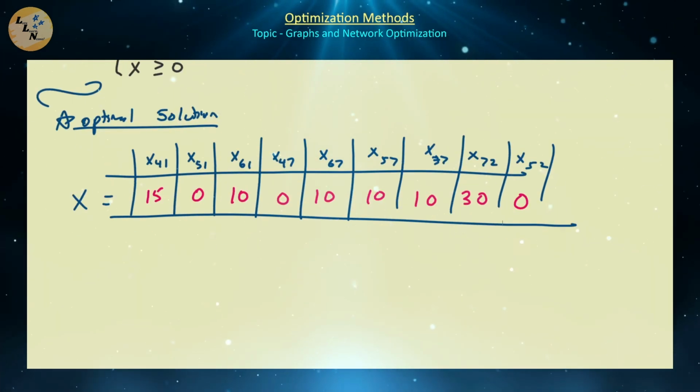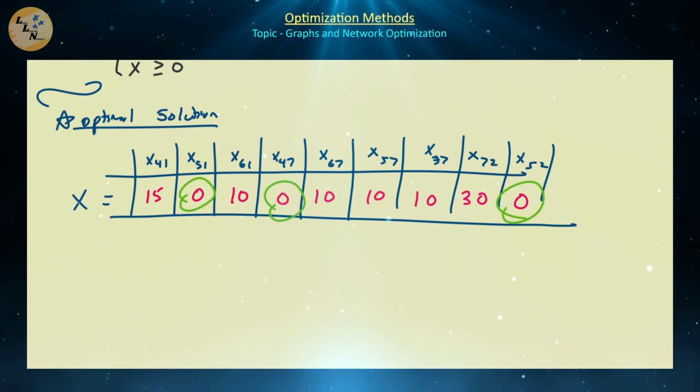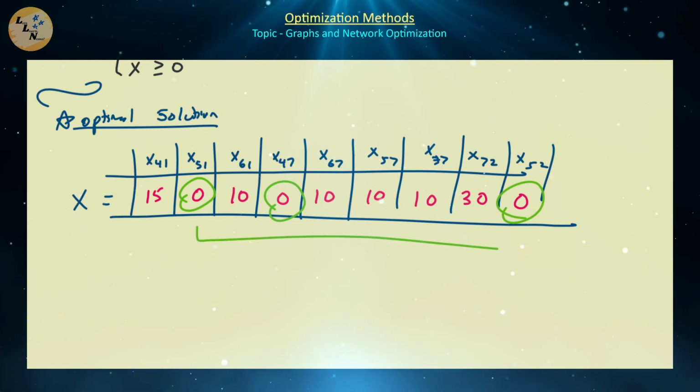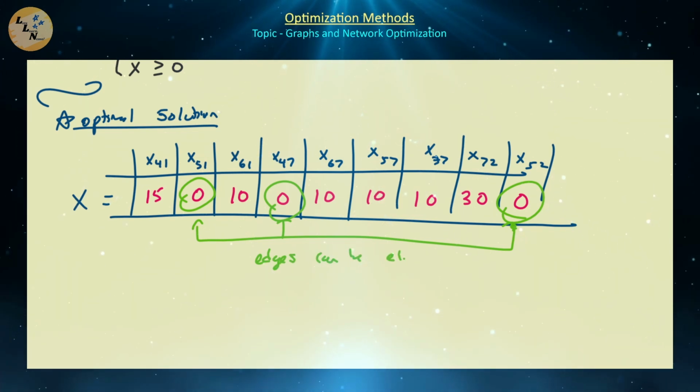Right? Now there's a couple interesting things to think about here. For example, what do these zeros mean? If I want to minimize the cost for these deliveries across all these stores, I would deliver absolutely nothing along routes 5,1, 4,7, and 5,2. So technically, if you're thinking about this from an economic standpoint, you can eliminate these edges. So edges can be eliminated, at least for this particular problem.